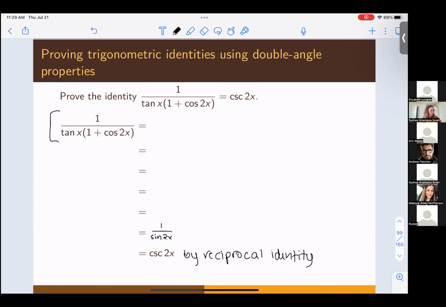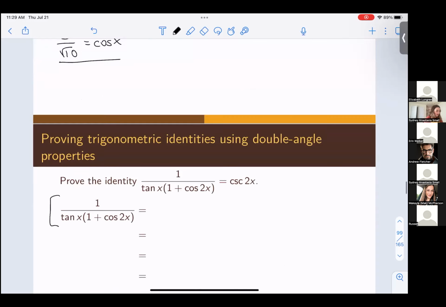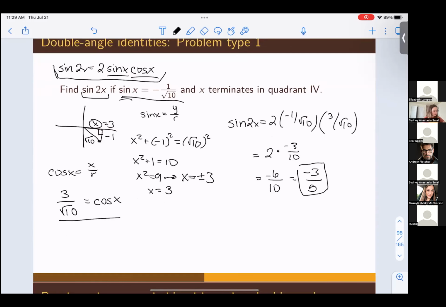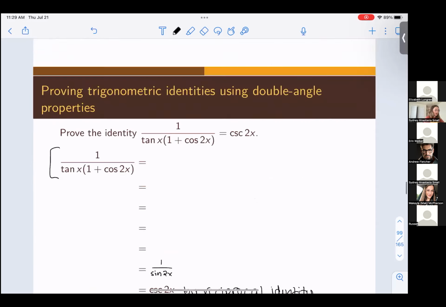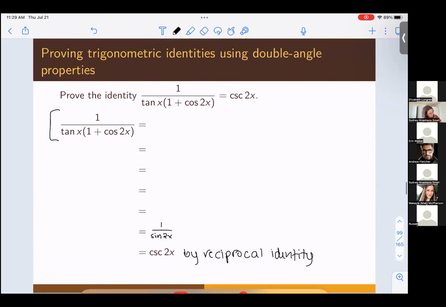I got 1 over sine 2x into cosecant 2x by the reciprocal identity. Cool. Now I have sine of 2x, and I do know something about that. Even just looking at the last slide, I know that the sine of 2x is 2 times sine x times cosine x. So I could rewrite this as 1 over 2 times sine of x cosine of x. Cool. And how did I get from this step to this step? I got there by a double angle identity.